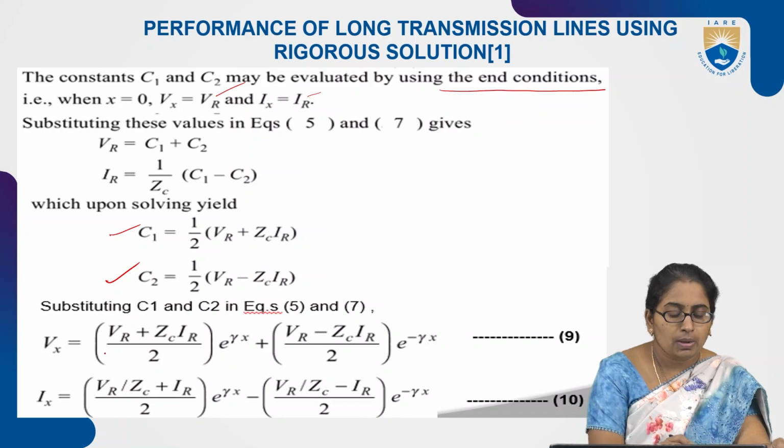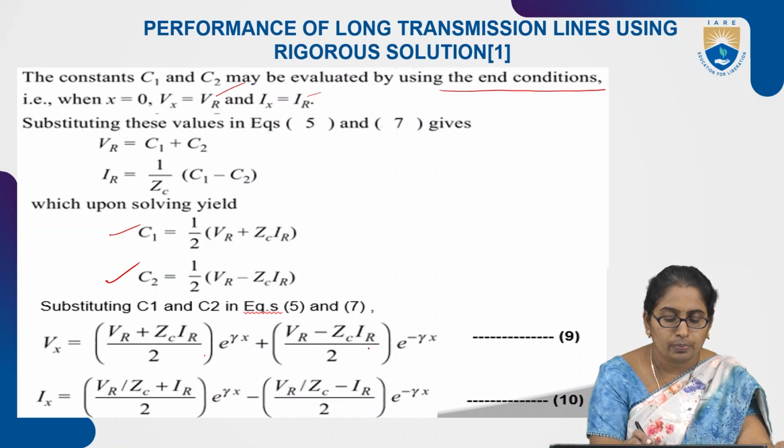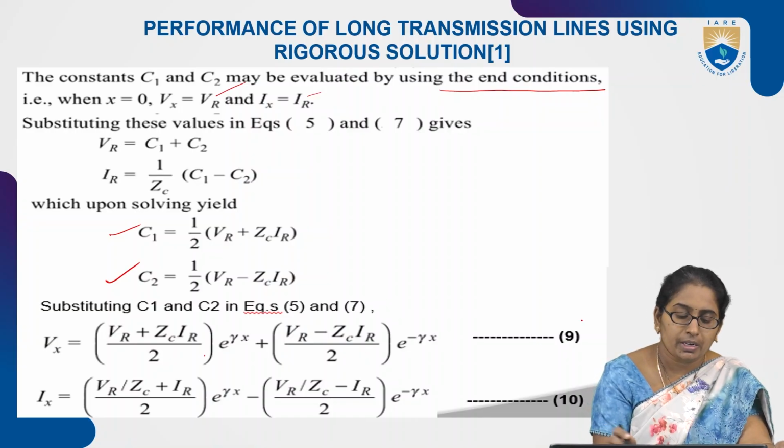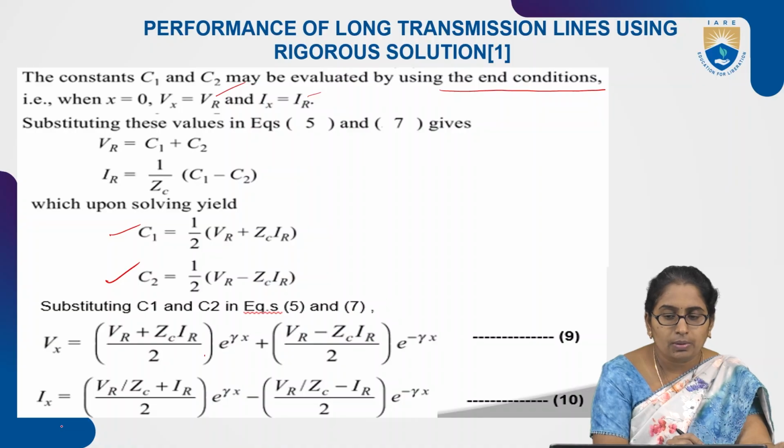So that's why in place of C1, we have VR plus ZC IR by 2, and in place of C2, VR minus ZC IR by 2. Say that equation number 9. And Ix is given by 1 by ZC into C1 minus C2, right?